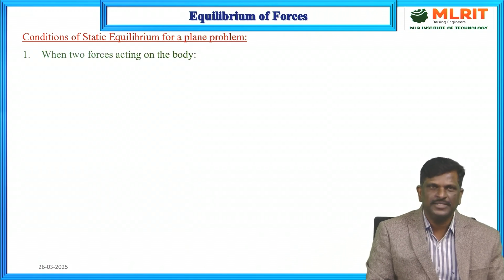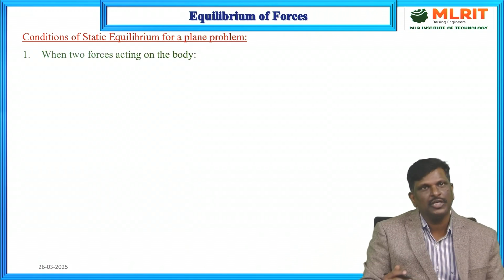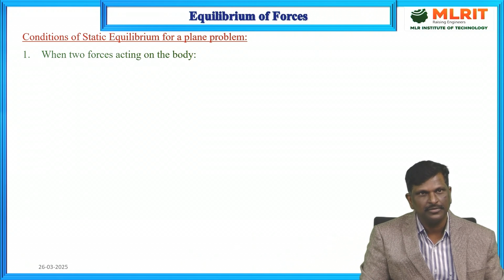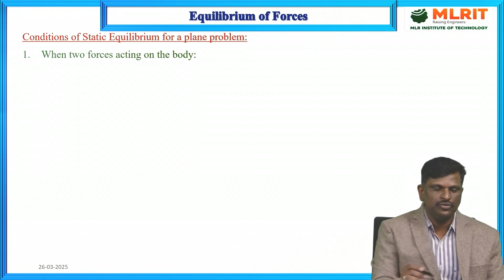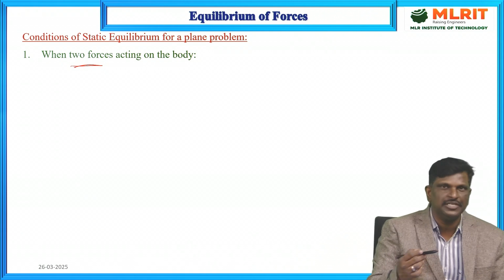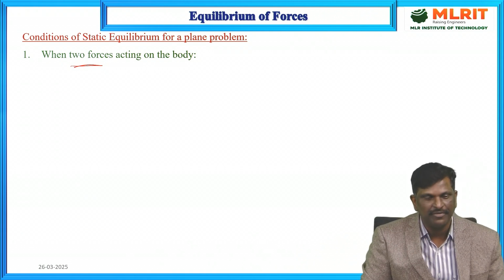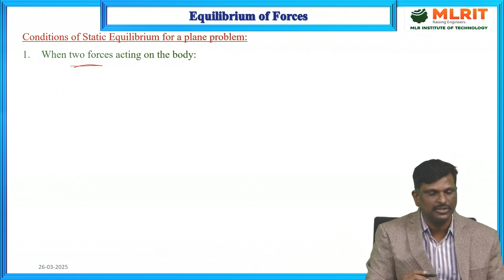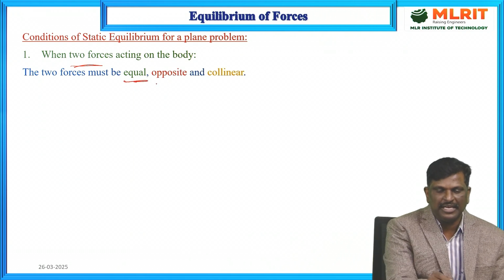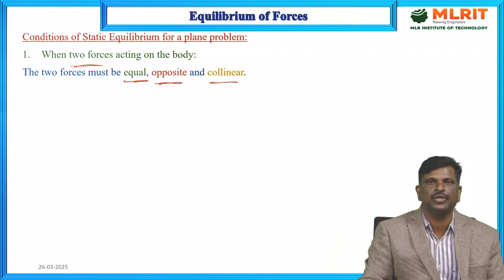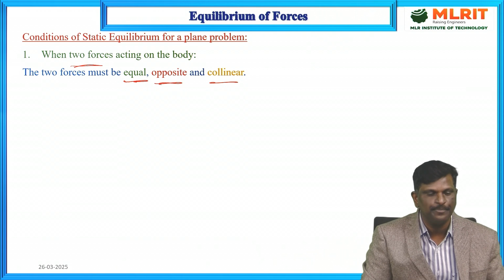See, when two forces are acting on the body, the body should be under equilibrium by the action of these two forces. Only two forces acting on the body. What is the condition for equilibrium when two forces act on the body? Let us look at this. When two forces act on the body, they must be equal, opposite and collinear. Then only the body is said to be under static equilibrium.